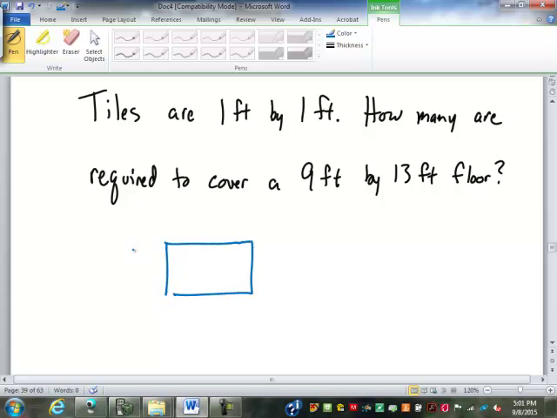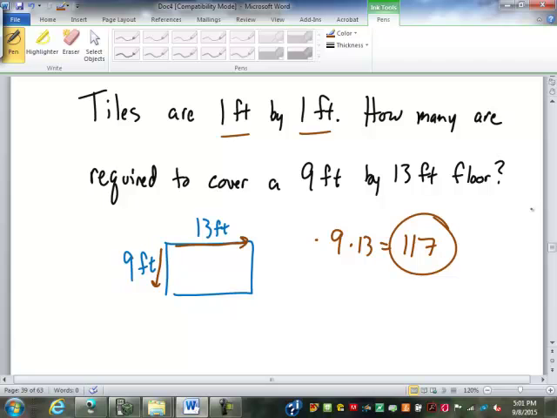Now draw a picture. 9 feet by 13 feet. The tiles are 1 foot by 1 foot, which means how many tiles is it going to take to go this direction? 9 of them. How many tiles is it going to take to go that direction? 13. 9 times 13 is 117. It's going to take 117 tiles to cover that floor. Make sense?